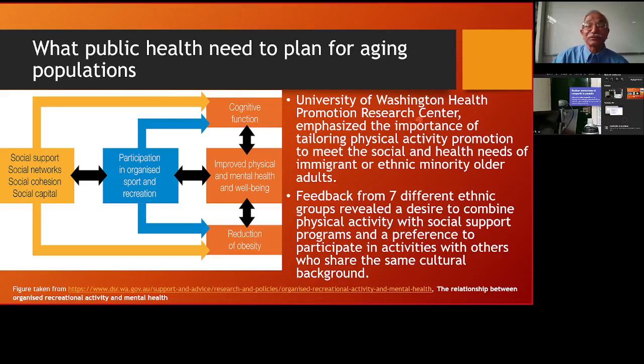So the University of Washington Health Promotion Research Center emphasized the importance of tailoring physical activity promotion to meet social and health needs of the immigrant and ethnic minority older adults. And feedback from 7 different ethnic groups revealed a desire to combine physical activity with social support programs and a preference to participate in group activities. So now in America, there is another challenge because we have like 8 million Indians. So out of 8 million Indians, at least 1 million are 65 plus. Their needs are different.